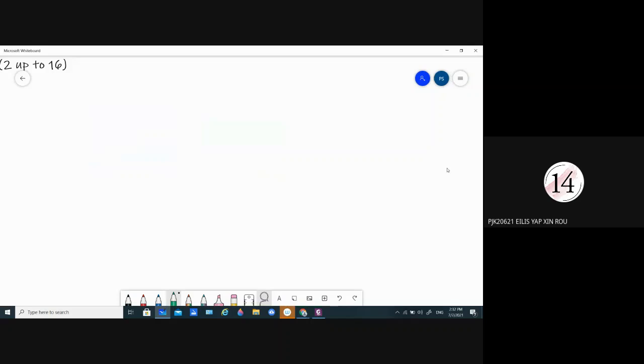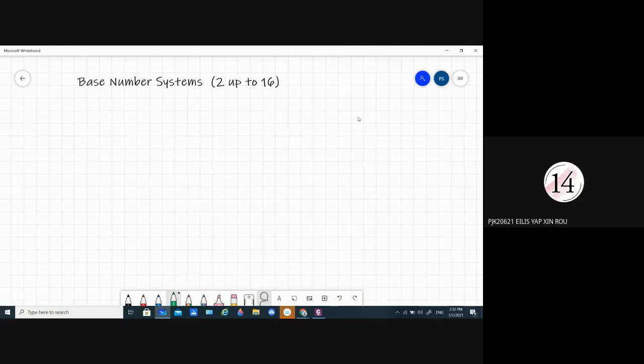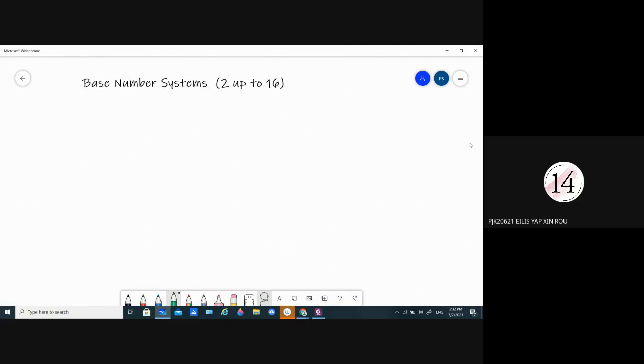So since we're looking at number base systems from 2 up to 16, we're going to start with base 2, right? We know that base 2 has only two digits, 0 and 1, okay? So we're going to look at base numbers from base 2 up to base 16.